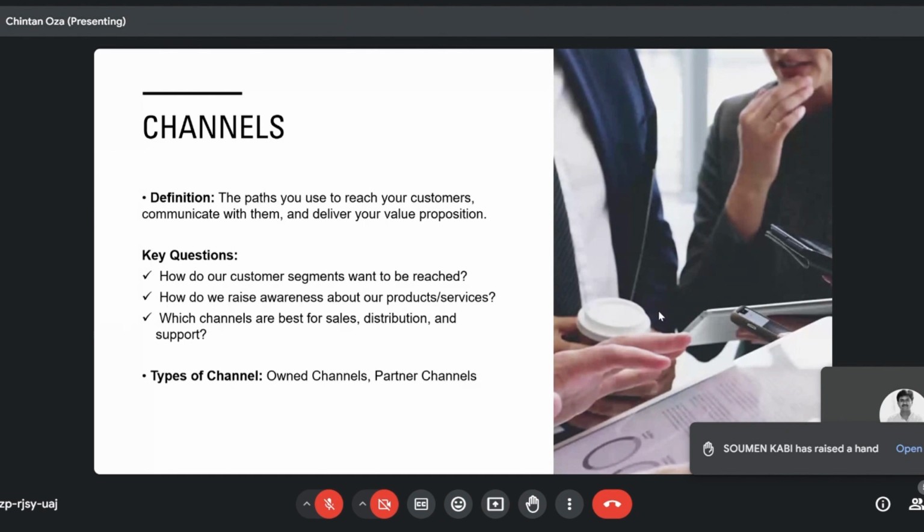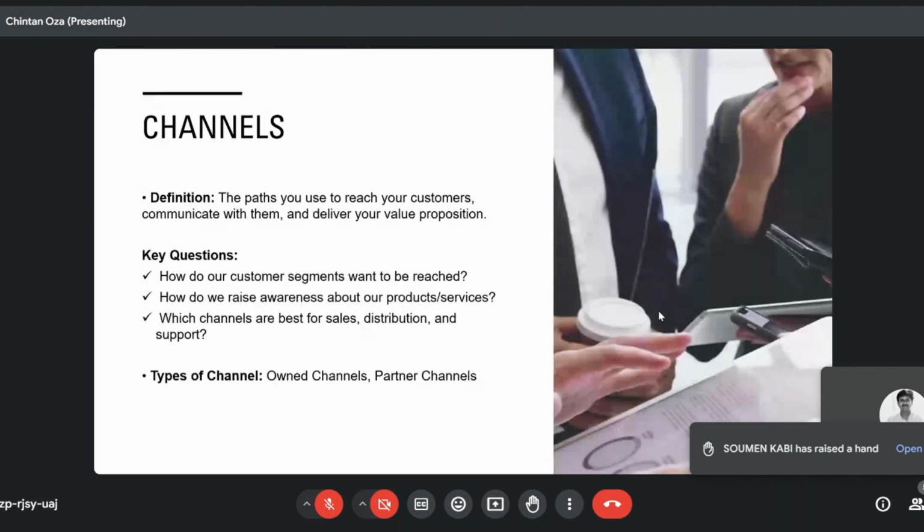The third component is channels, the paths you use to reach your customers, communicate with them, and deliver your value proposition. While you write down this specific segment, pillar, you need to ask a couple of questions. How do our customer segments want to be reached? At times, customer prefers to reach over emails. They do not want multiple disturbances within a day.